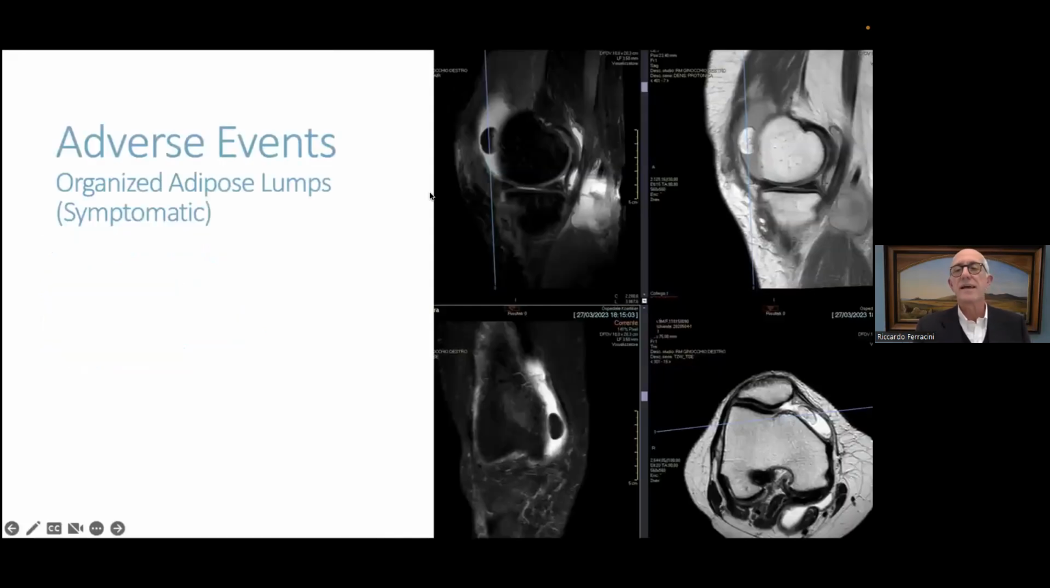We had a recent adverse event, an organized adipose lump. This is due to the infusion. The patient feels it, and we're following him up. This is out of 300 patients, so it's a very rare event. It might happen. It's going to disappear. Otherwise, you just do an arthroscopy and take it out.